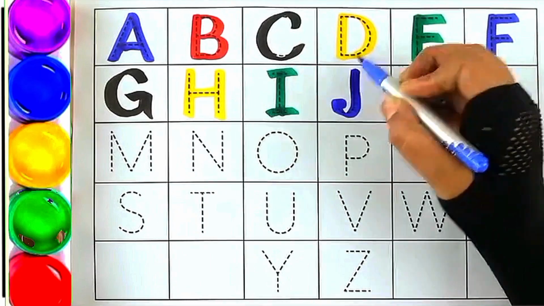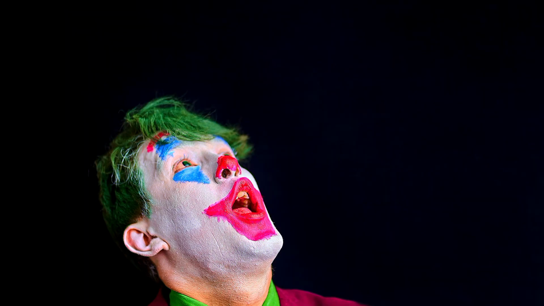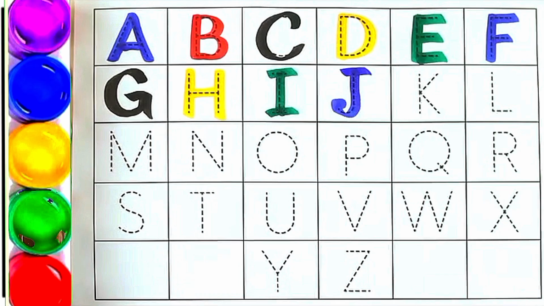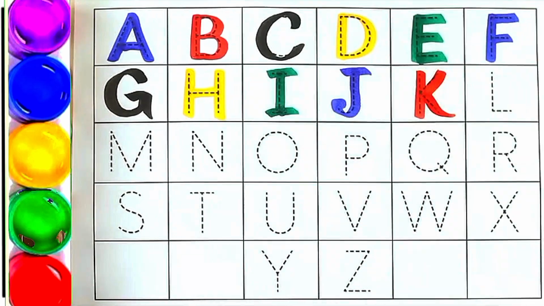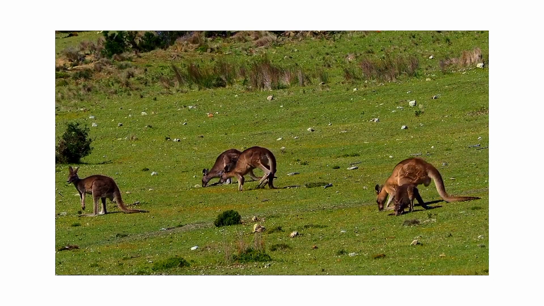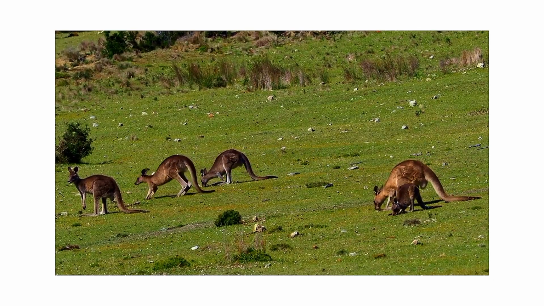J. J for joker. This is a joker. K. K for kangaroo. These are kangaroos.